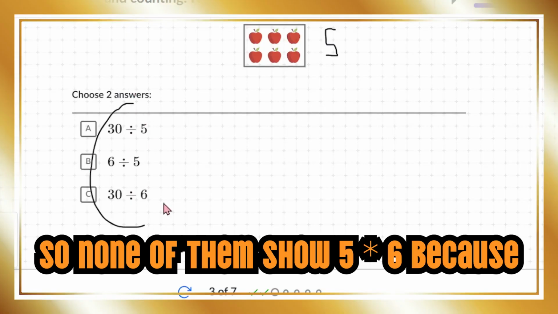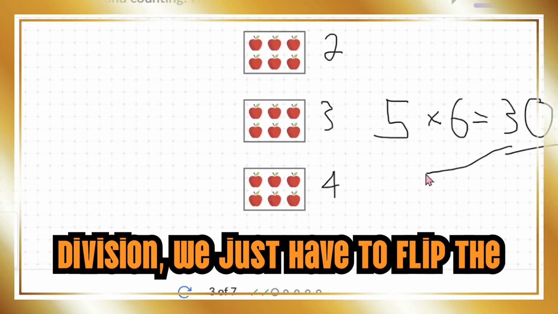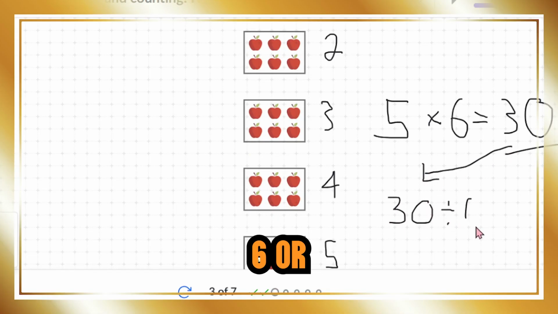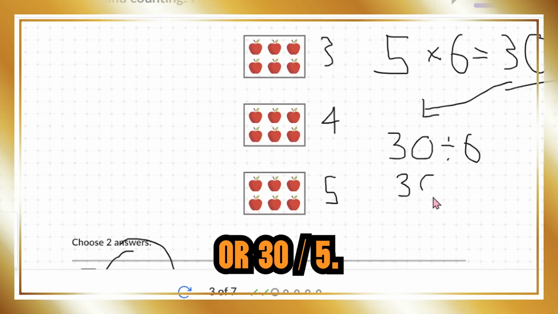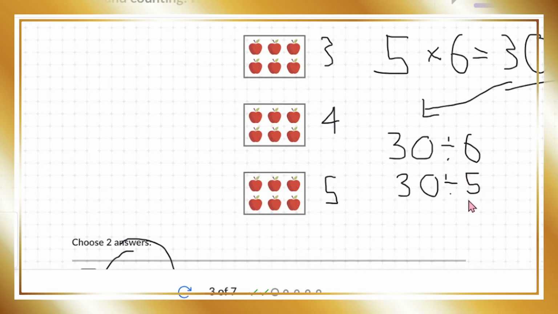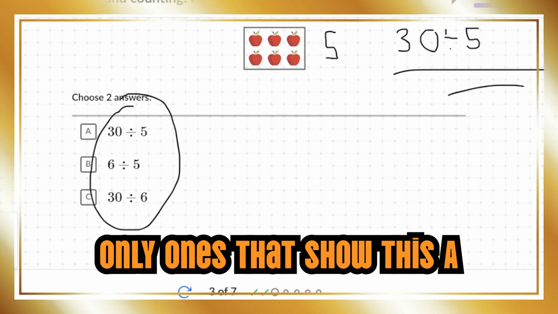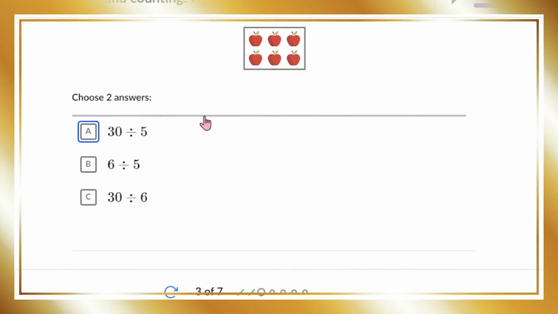So none of them show 5 times 6 because they're in division. So if we had to do division, we just have to flip the numbers. 30 divided by 6 or 30 divided by 5. Any of these work. So the only ones that show this are A and C.